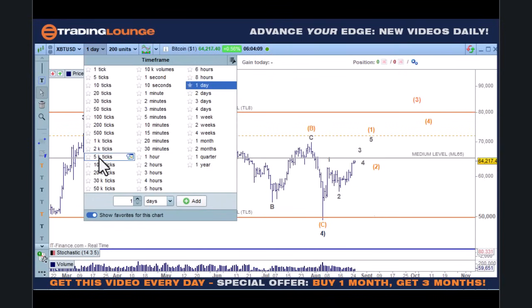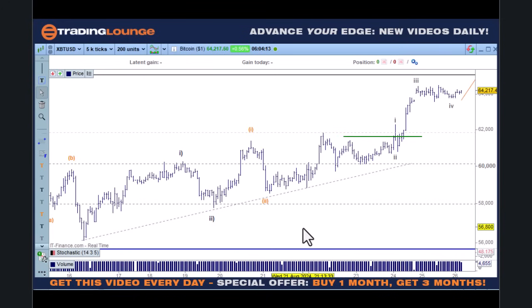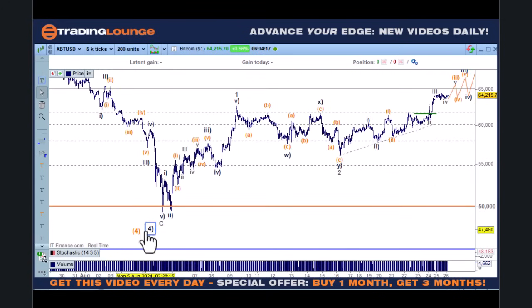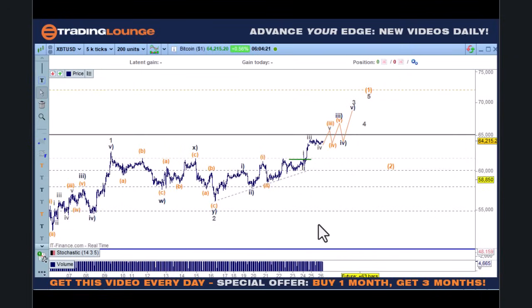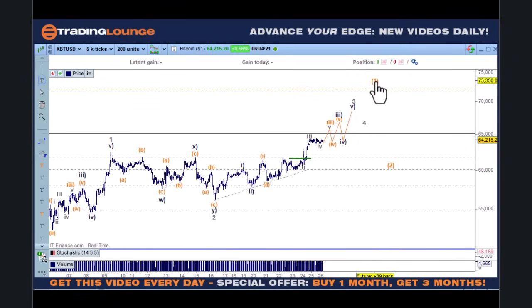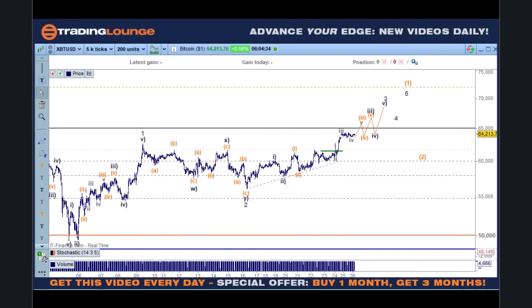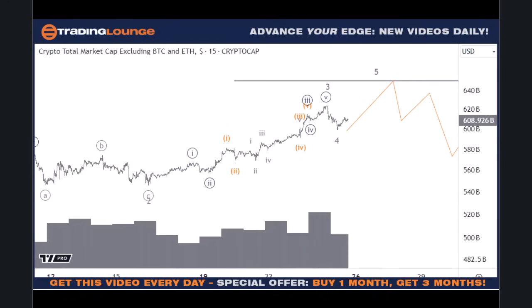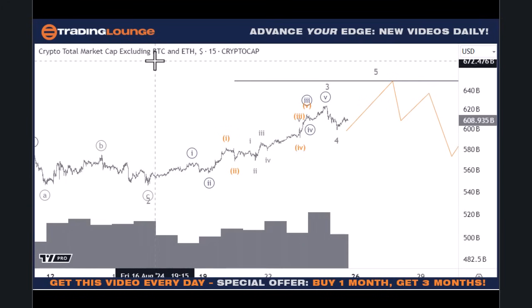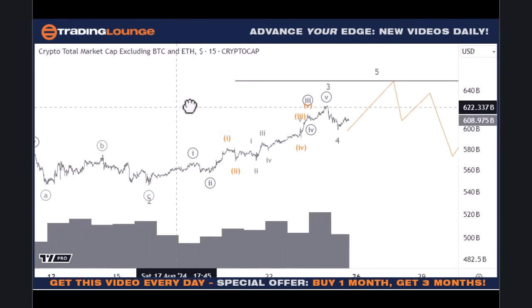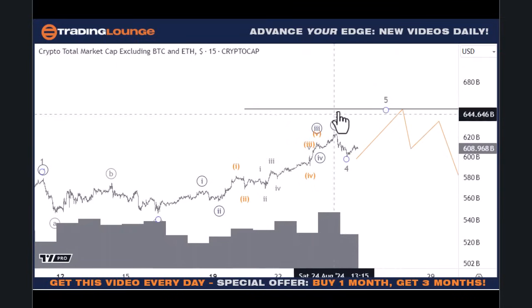Let's just go to, I think we're on 5K tick here to pick that up on the low. So from this low here, we're looking at wave 1 here and 2 here, and then building this up here. So I don't really have 3, 4, 5 up here yet. But it was kind of interesting really, because if I look at total here, this is total 3, so this is excluding BTC and ETH here.